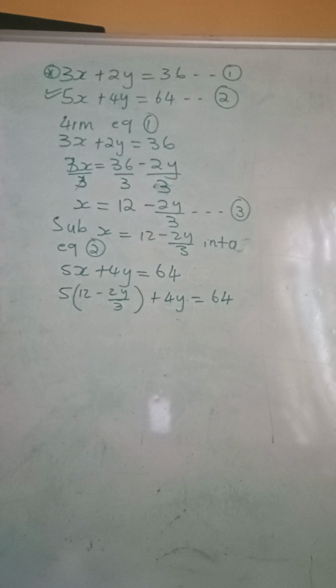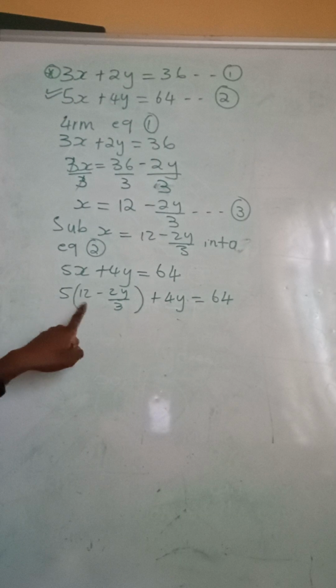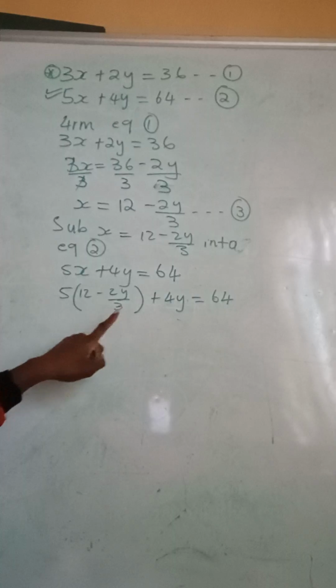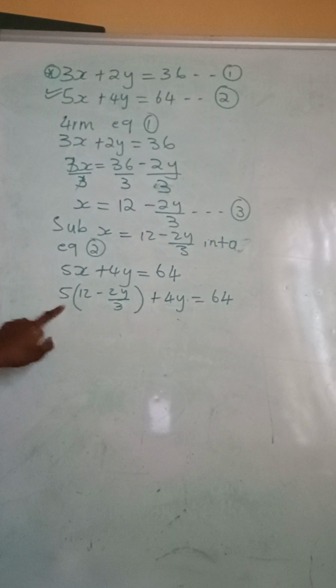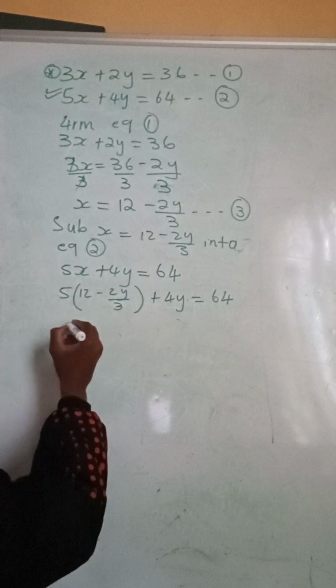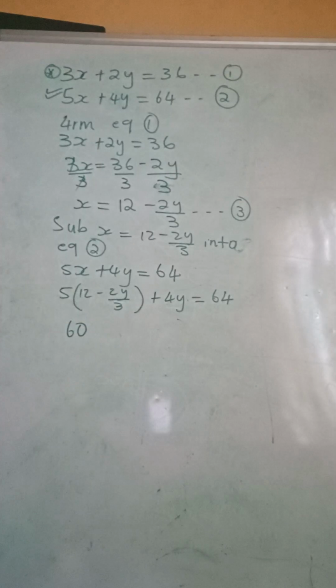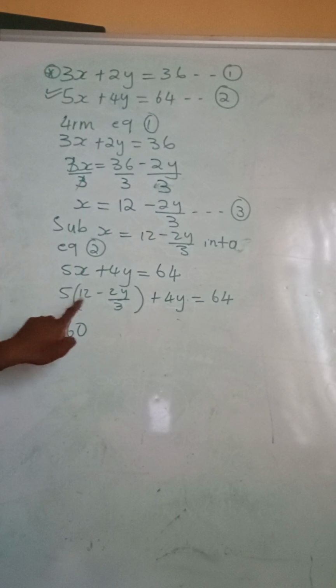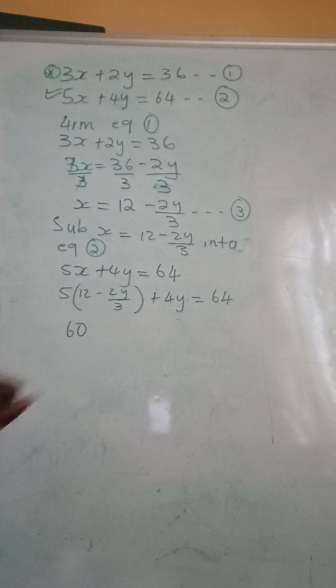Then from here, what do we do? From here, I am going to multiply all the numbers inside the bracket with how much? With 5. So now, 5 multiplied by 12 is 60. Now 5 multiplied by negative 2y over 3.